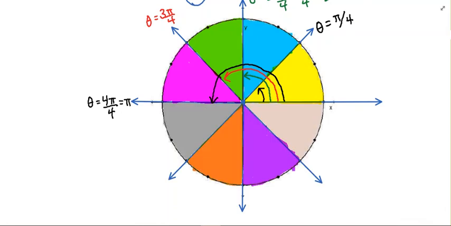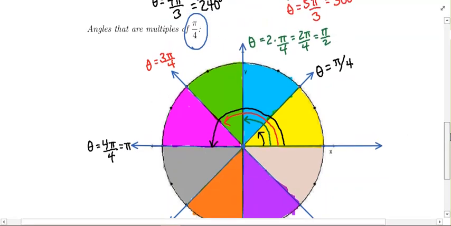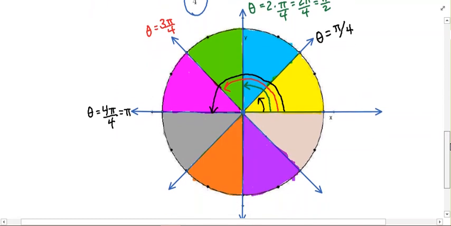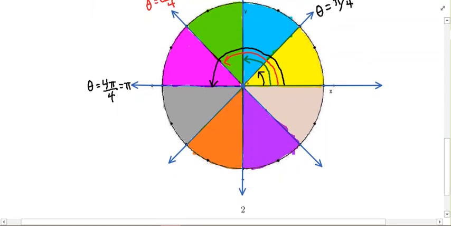Okay, so I have taken the bottom part of the circle, which contains pi radians. I have broken it into 4 equal pieces, just like I did to the top part of the circle. So that means every sector in the bottom portion of the circle you can think of as pi over 4 radians, okay? So let's continue. We've already looked at our angles of pi over 4, 2 pi over 4, 3 pi over 4, and 4 pi over 4. So now we continue, okay?